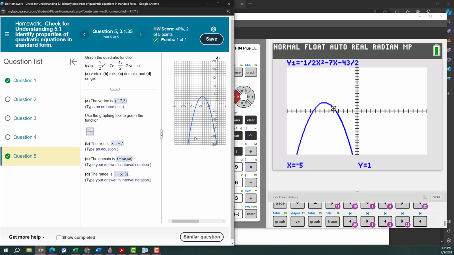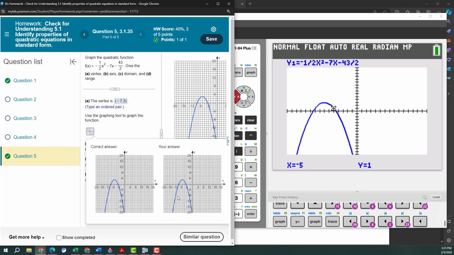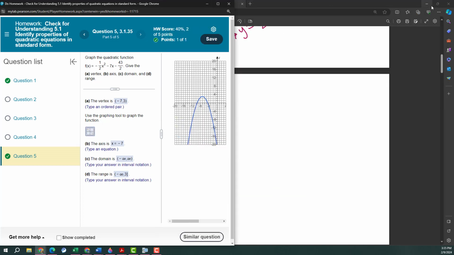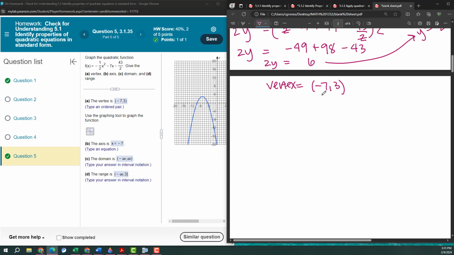But this is what your graph would look like. And you have your x-axis, which is just your x from your vertex, so x equals negative 7. The domain deals with our x. X is going on and on and on. If we were to zoom out from our graph, we could see that x continues from negative infinity to positive infinity, and then your range comes from negative infinity and it stops at positive 3. So we do use the brackets. So those are the questions from 5.1.